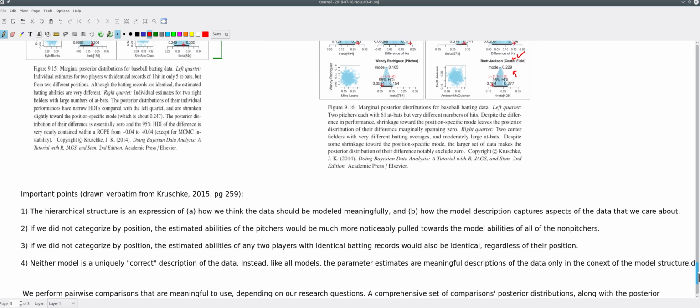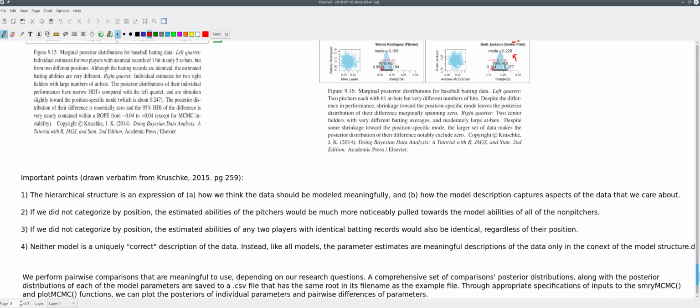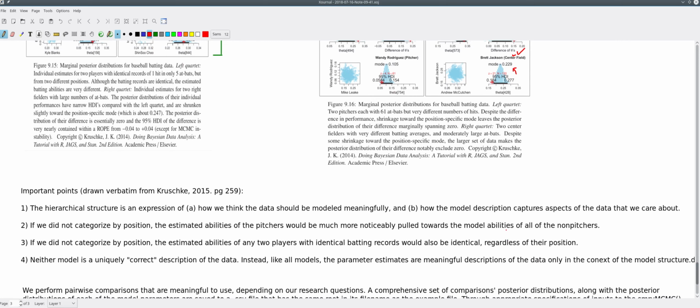So in these graphs that we have here, we saw that individuals, even though they're playing at the same position, do differ in their estimated ability to get this ratio. Their estimated ratios are different. However, if we did not have the category, all of these folks would be pulled towards each other. So the comparisons of pitchers with pitchers is not going to be as nuanced because we are pooling all of the data together.